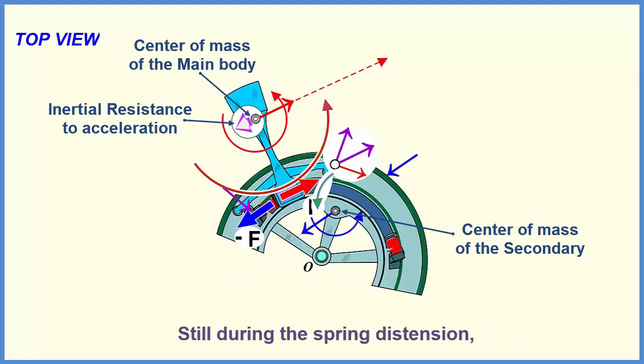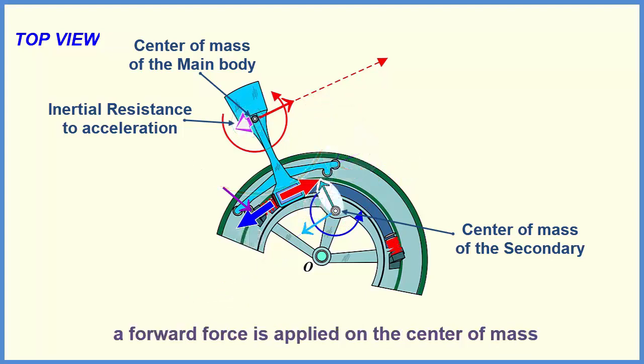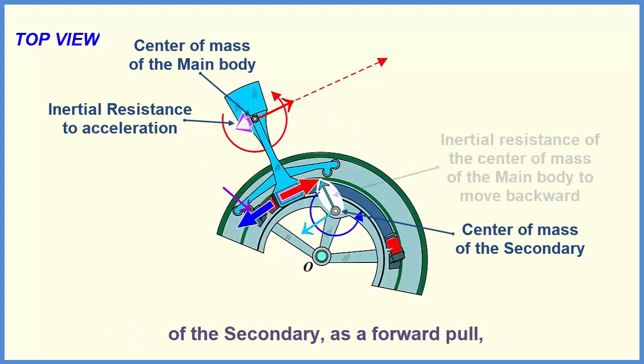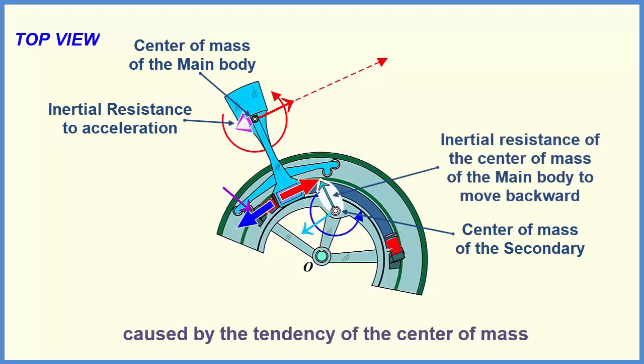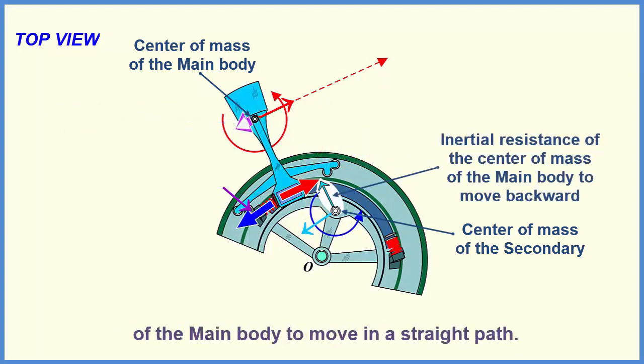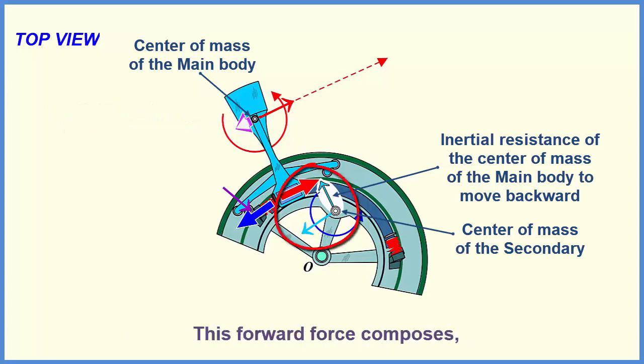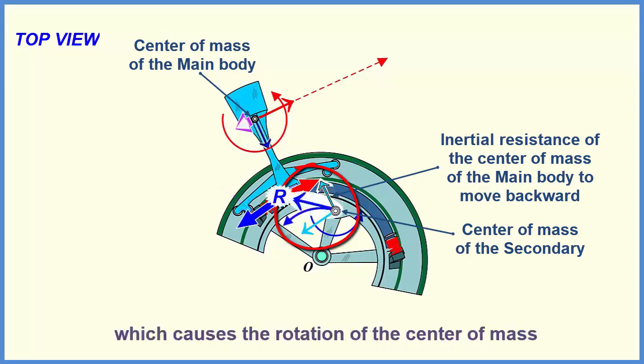Still, during the spring distension, a forward force is applied on the center of mass of the secondary as a forward pull, caused by the tendency of the center of mass of the main body to move in a straight path. This forward force composes on the center of mass of the secondary with the backward force of the spring, producing a resultant force, which causes the rotation of the center of mass of the secondary around the center shaft.